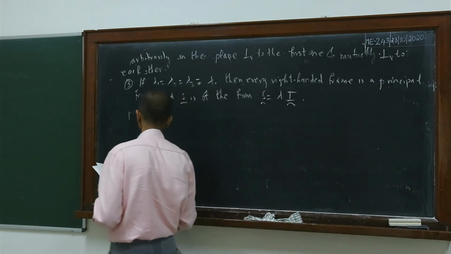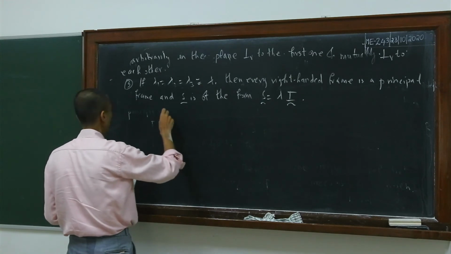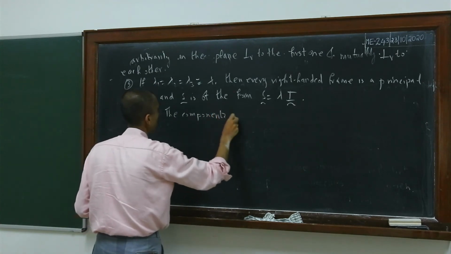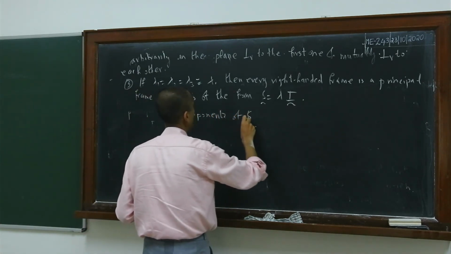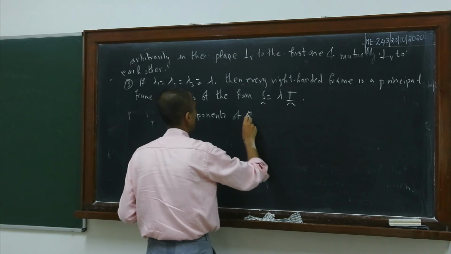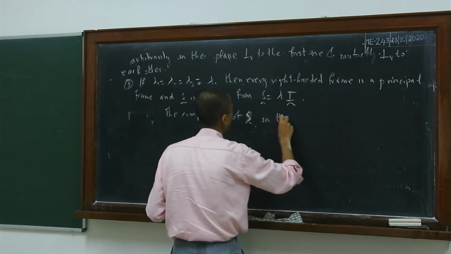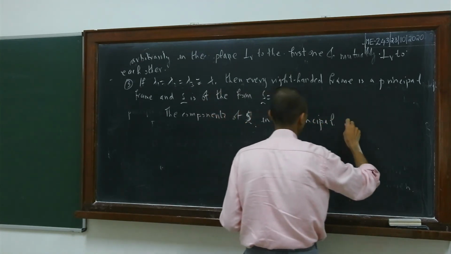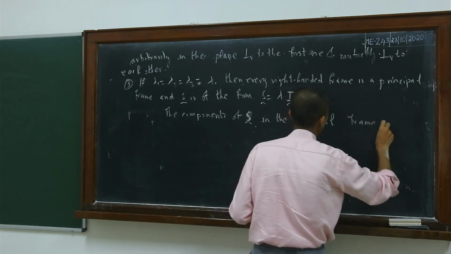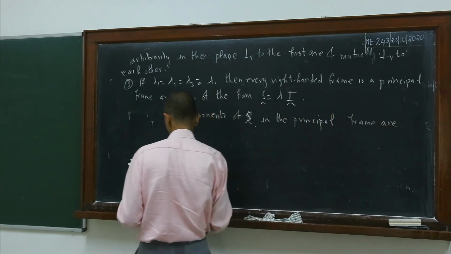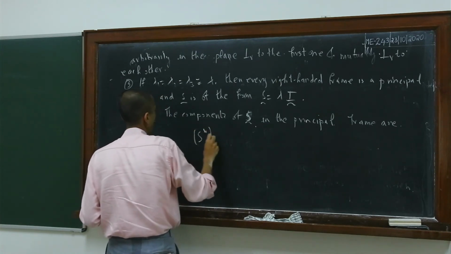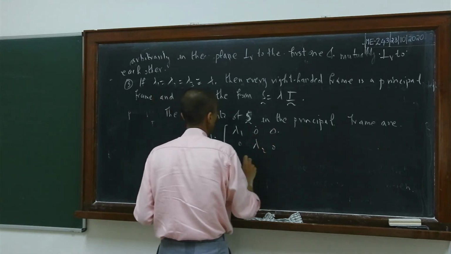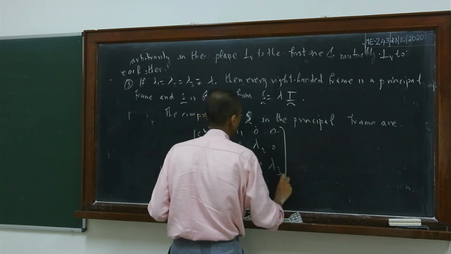So many times we say S is diagonalizable. So the components of S in the principal frame star is equal to the diagonal matrix with entries lambda 1, lambda 2, lambda 3, and zeros elsewhere.